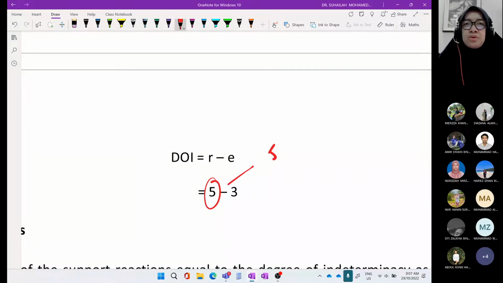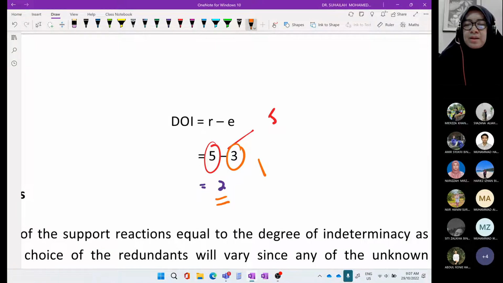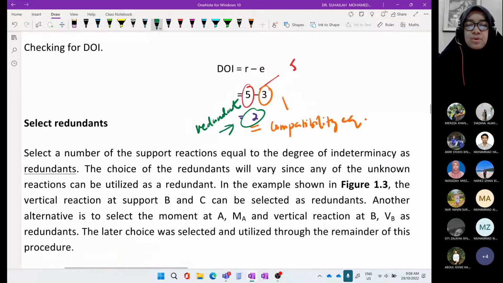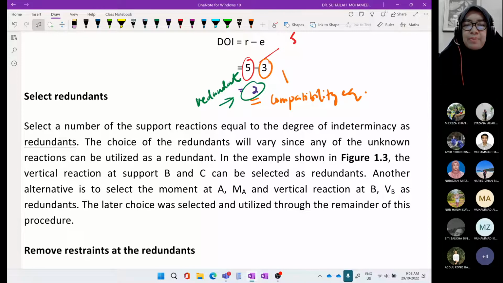For the beam, in total there are 5 unknown reactions from the supports, and only 3 can be determined using equilibrium equations. So we have 2 redundants, and these 2 will be determined using compatibility equations. The number of redundants in the system is found by the difference between the number of unknown reactions and 3.